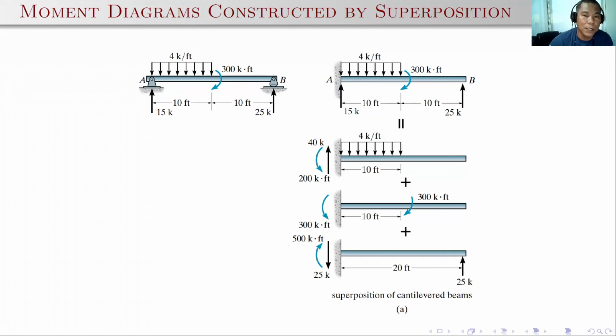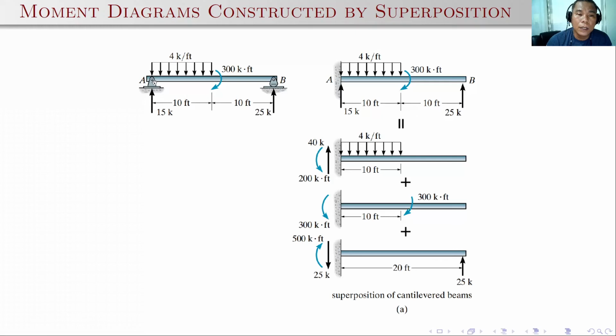If we consider this beam, assuming that it will be fixed at point A, the rest of the loading will be added, except of course for the 15K, because there is no moment caused by this 15K at point A. The 4 kips per foot will cause a moment at point A. The couple M will also cause a moment. The reaction at point B will also cause a moment. So there are 3 types of loading applied to this particular beam. But again, the 15K passes through point A, so it will not cause any moment.